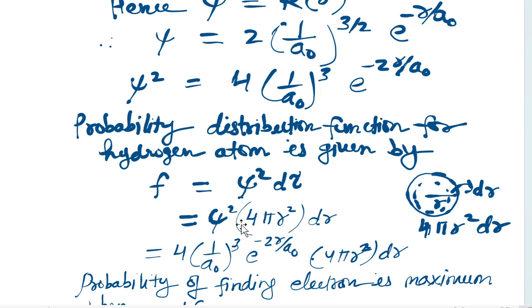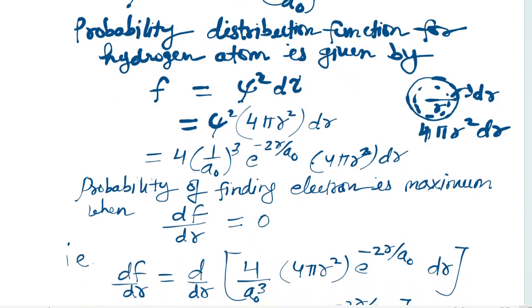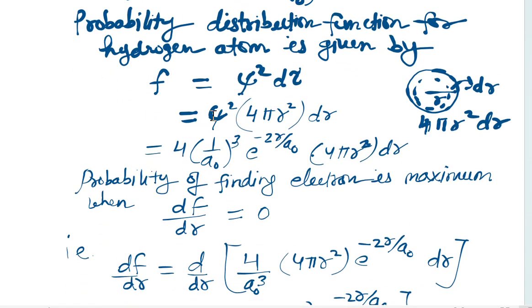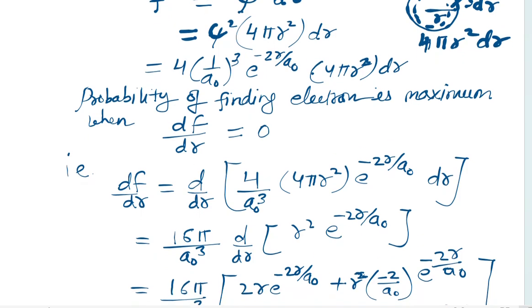And we are multiplying psi square by this. So the probability distribution function becomes psi square into 4 pi r square dr. Now putting the value of psi square, which we calculated earlier, F is 4 into (1/a0) whole cube, e to the power minus 2r by a0, into 4 pi r square dr. Now the probability of finding the electron is maximum when dF by dr is equal to 0. So we have to differentiate this equation with respect to r.